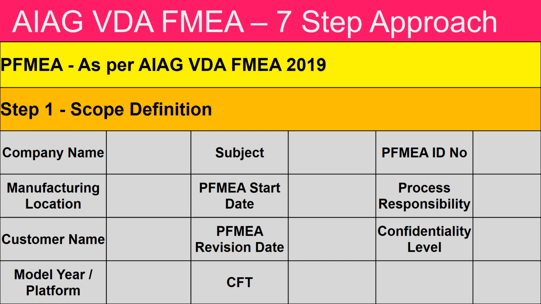In confidentiality level, there are 3 things which you can mention. First is whether this FMEA is for business use, proprietary use, or is confidential. So these are the details which you need to mention in the header.